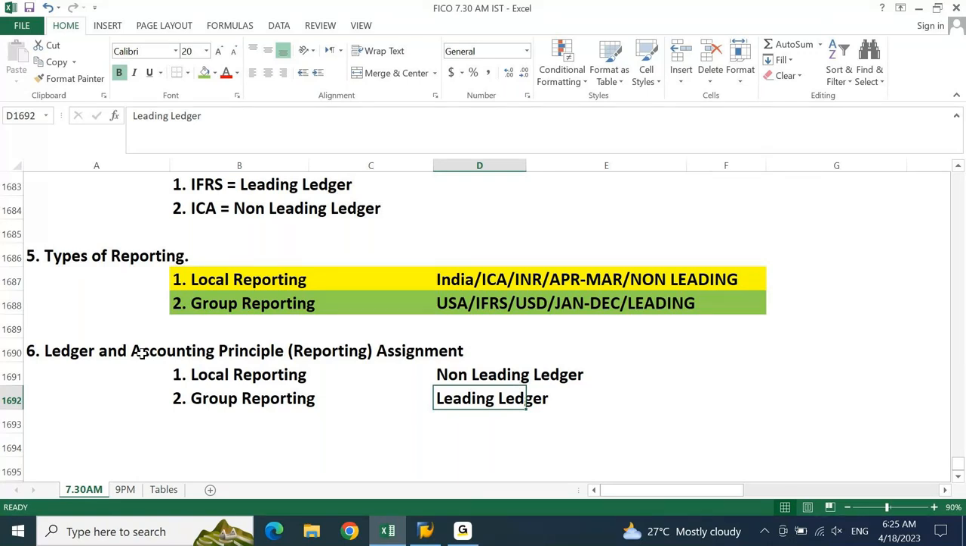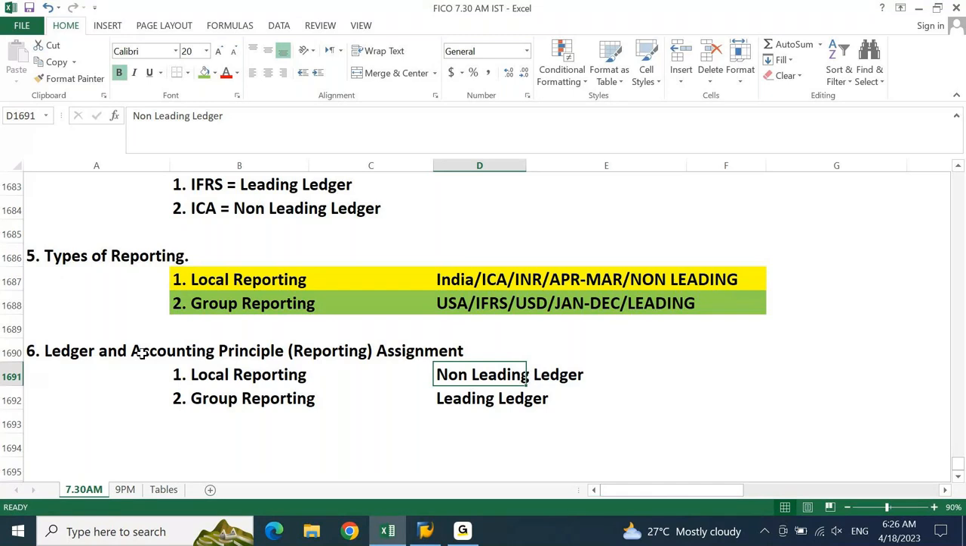In short, leading ledger is always representing IFRS and leading ledger reports are extracted in your dollar currency. Clear? And any specific reporting that you are going to do for Indian Companies Act purpose, any specific adjustment you need to make in order to meet your Indian accounting standards, you will be passing certain adjustment entries in the non-leading ledger. Now, one non-leading ledger will be used for all the countries. You are not going to change non-leading ledger based on the country that you are operating.